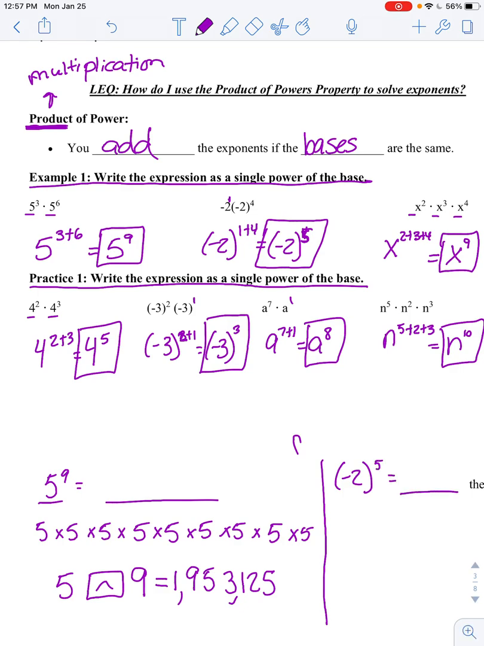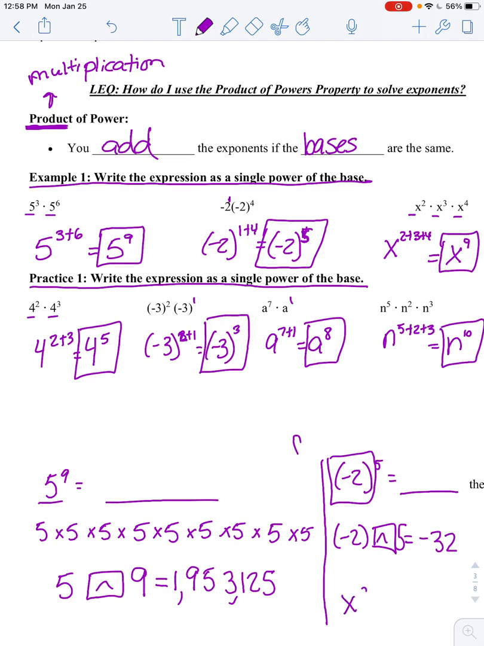Okay? But if we had negative 2, so let's do negative 2 to the 5th, what does that equal? If it's in parentheses on the paper, you need to put parentheses on your calculator. So you need to open your parentheses, type negative 2, close your parentheses. Again, looking diagonal from the number 7, it's the little arrow button, and then it's 5. So that gives you negative 32. Okay, so that's how you put these in your calculator to get an answer.